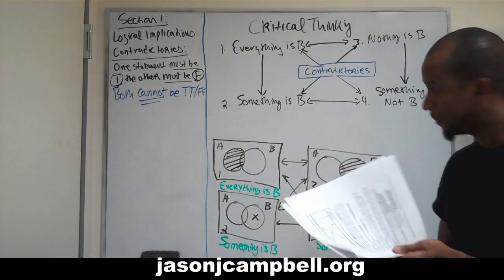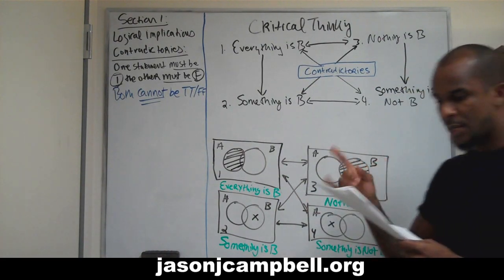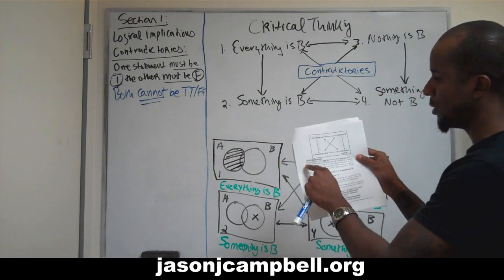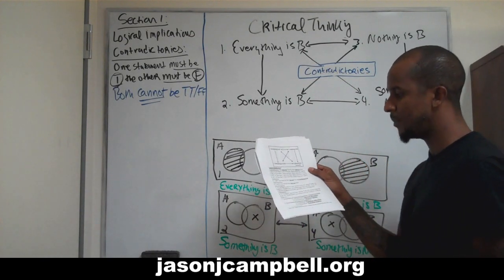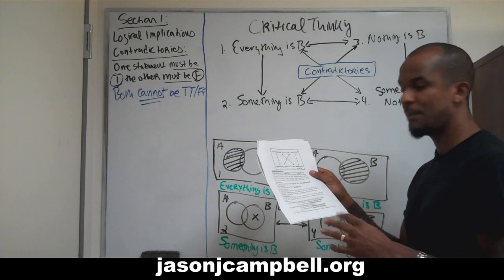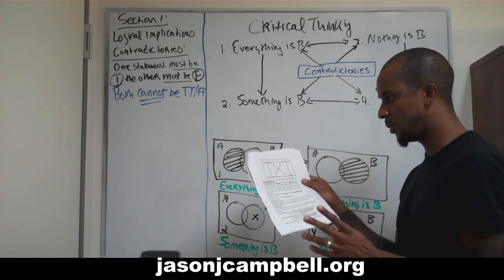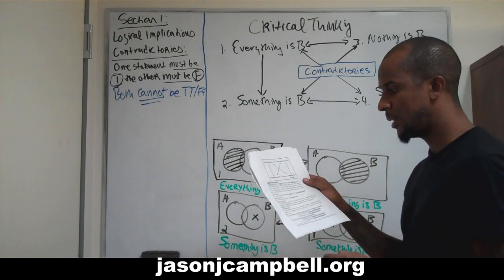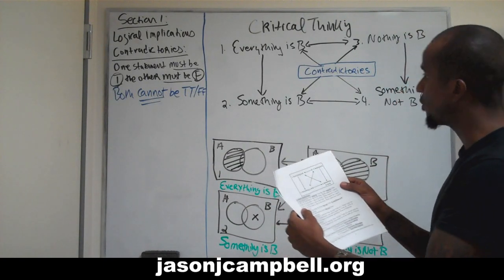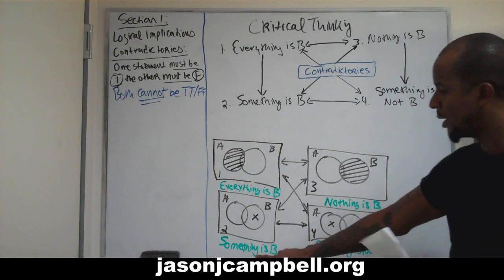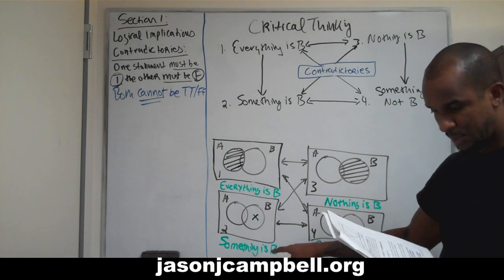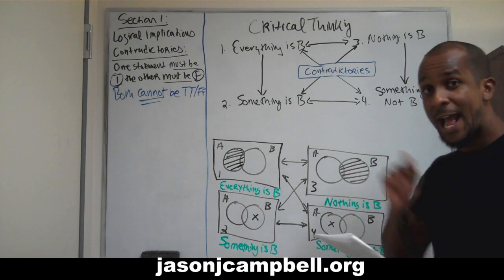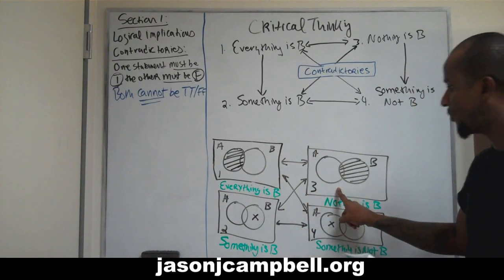Okay, so we've done 1 and we've done 2, right? So we're in contradictories, we did 1 and we did 2. If 4 is true, then 1 has to be false. Both cannot be true, both cannot be false. We did that. So now we're on to number 3, right? Number 3 says if 2 is true, something is B, right? If it is true that something is in fact B, then 3 has to be false.